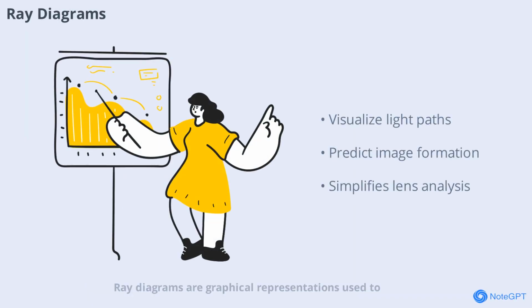Ray diagrams are graphical representations used to trace the paths of light through lenses. By drawing a few key rays, we can predict where an image will form and what its characteristics will be. Ray diagrams are invaluable tools in physics, helping students and scientists visualize the behavior of light in optical systems. They simplify complex concepts and make lens analysis more accessible.